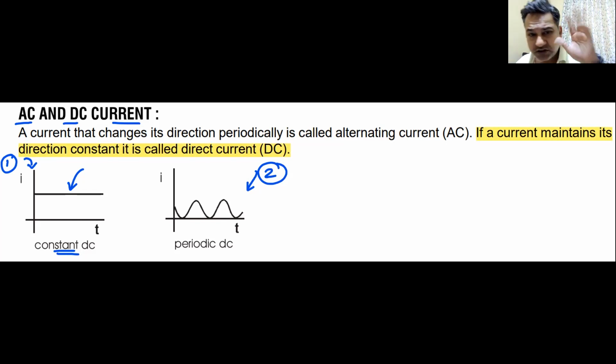Such current may change its value, as you can see in case number 2. The current is changing its value, but it is not changing its direction. Such currents or such voltages are known as DC current or DC voltage. Do we understand this? Yes, sir. This is what you will draw. You will write what is there in the yellow, and then you will draw the two diagrams, because there can be a question where they give you a diagram and ask which one is AC and which one is DC. Do we understand this? Yes, sir. Draw it quickly.